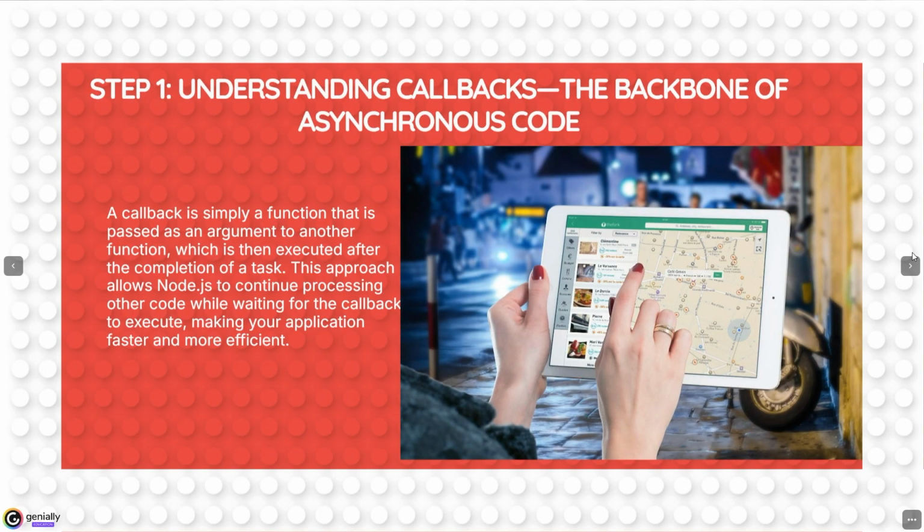A callback is simply a function that is passed as an argument to another function, which is then executed after the completion of a task. This approach allows Node.js to continue processing other code while waiting for the callback to execute, making your application faster and more efficient.